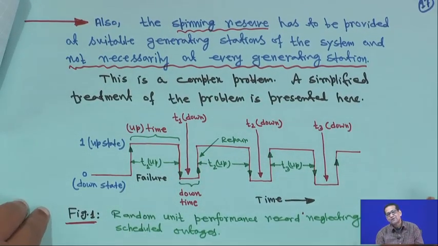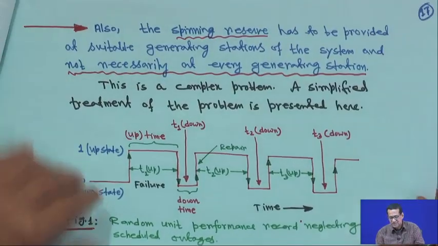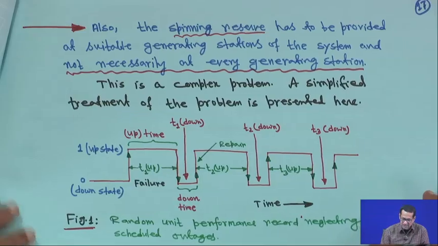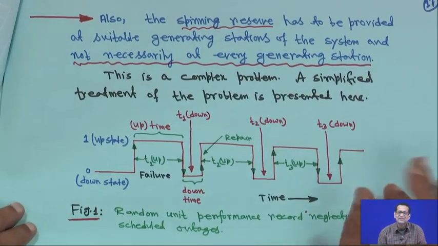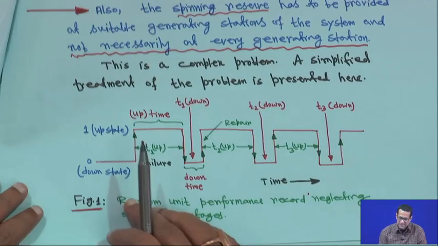Suppose you have several power plants. It is not necessary that every power plant will have a spinning reserve, but some of the generating stations should have it. This is a very complex problem, but we will take a simplified problem. A simplified treatment of the problem is presented here.